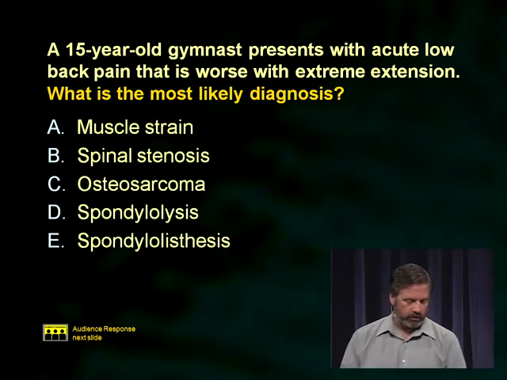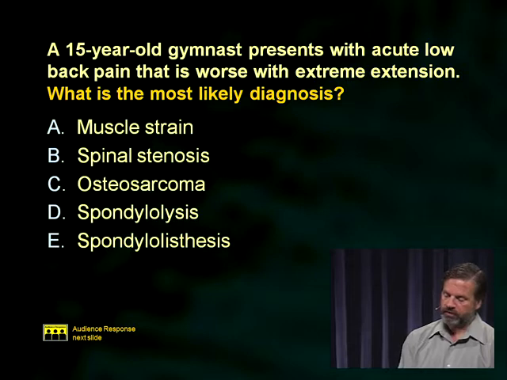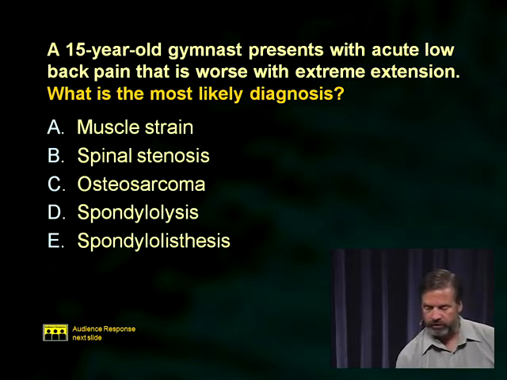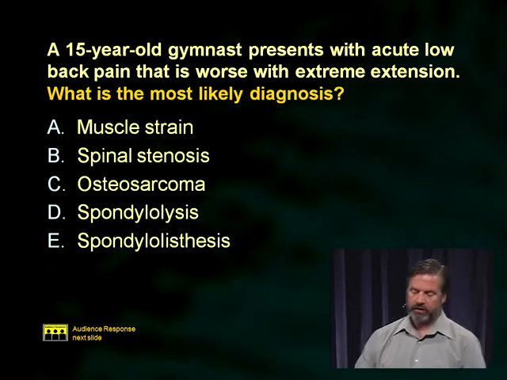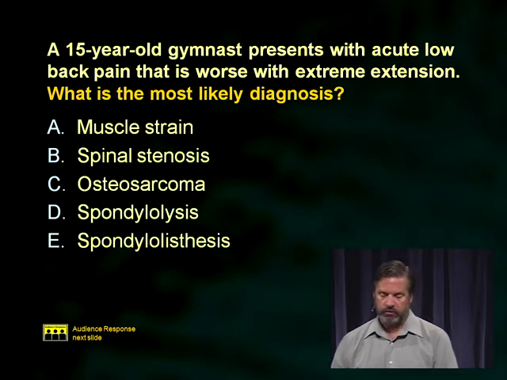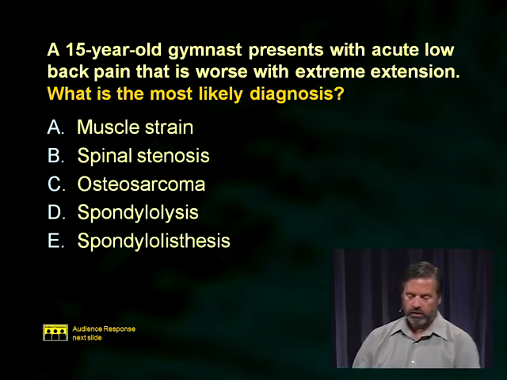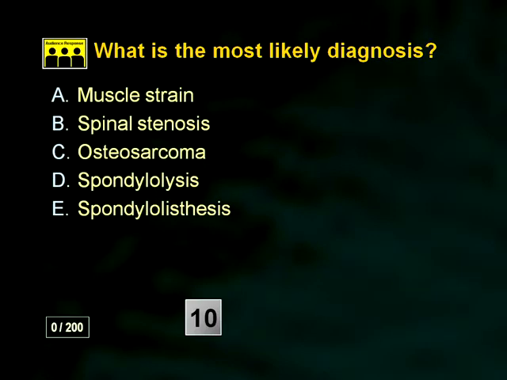All right, a little warm-up question for you this morning. We have a 15-year-old gymnast here who presents with acute low back pain that's worse with extreme extension. What is the most likely diagnosis? So, 15-year-old gymnast with back pain that's worse with extreme extension. Is it A, muscle strain, B, spinal stenosis, C, osteosarcoma, D, spondylolysis, or E, spondylolisthesis? Grab your button box and make a choice.